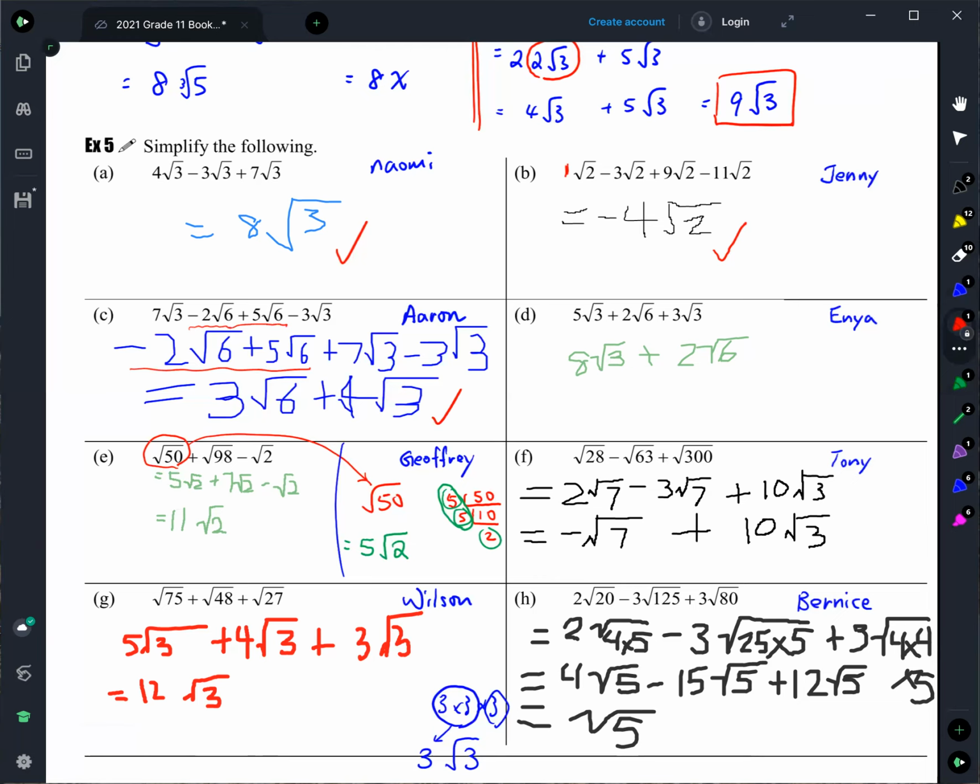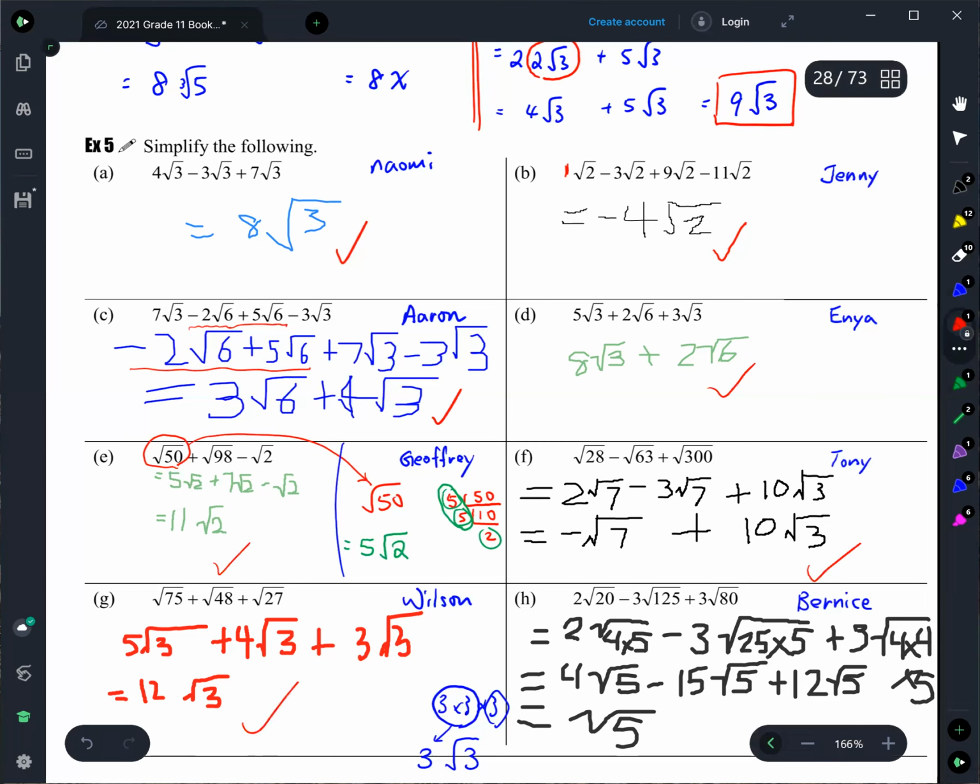Next one, same thing. The root 6 has no one to combine with, so you just copy it. Starting from question E, you need to simplify each one if possible. That's correct. Negative root 7. Yeah, that's good. This one we just went over.